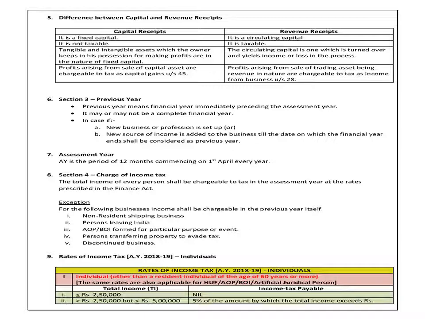Association of persons or body of individuals formed for a particular purpose, that is, if they are formed for completion of a particular event, then that income will not be taxable. Then fourth is persons transferring property to evade tax.